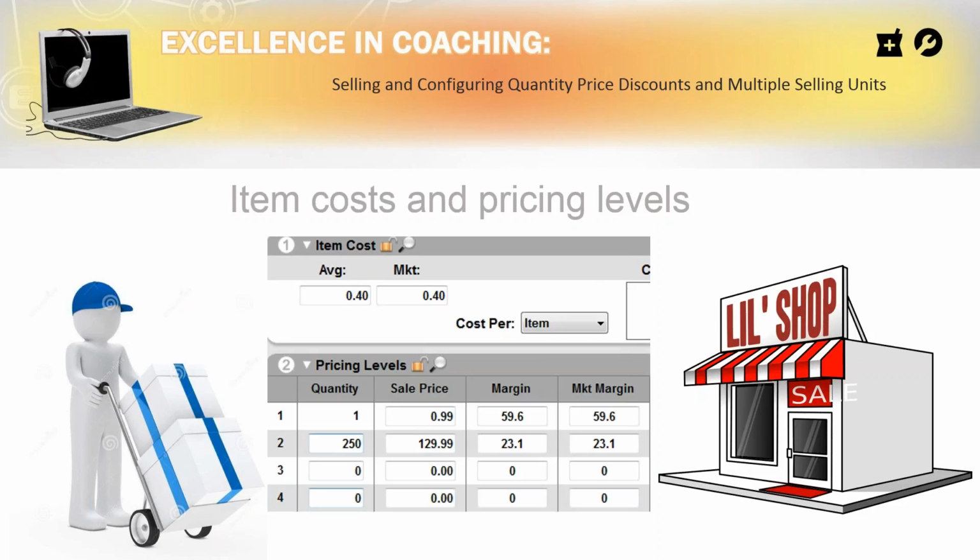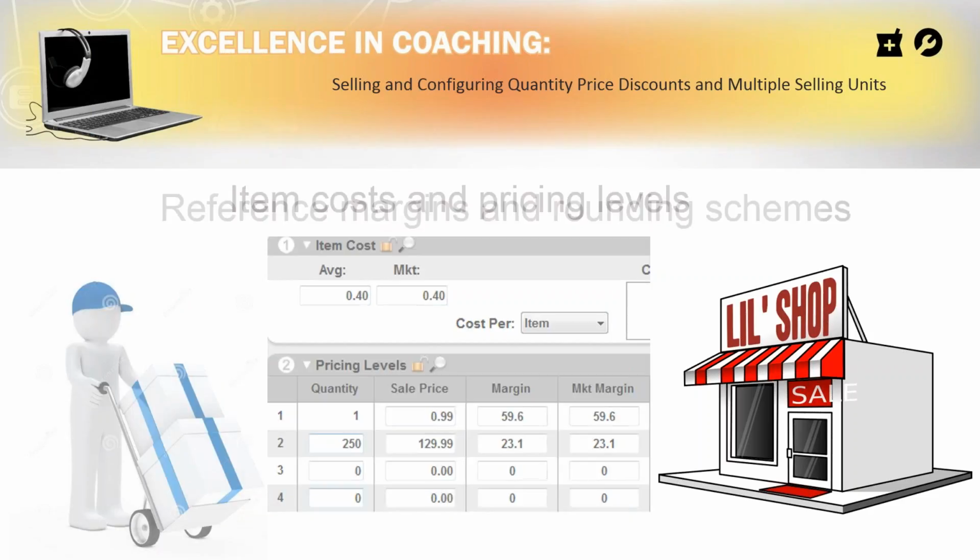Now I also have, if somebody wants to buy the whole spool, I'm going to sell it to them at a really discounted rate. I'm only going to make 23% margin on it, but they're buying the whole spool, so I don't have to worry about waste and stuff like that from doing any cuts, and I don't have to have any manpower to go and cut that thing with them.